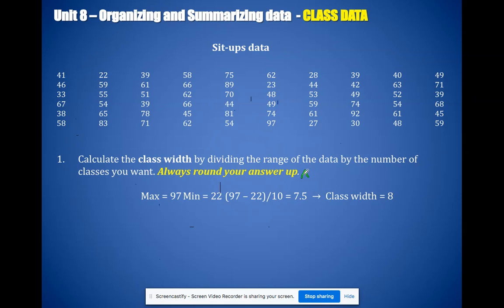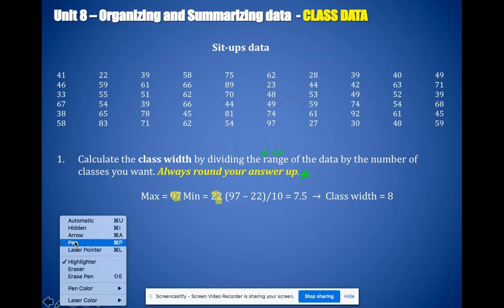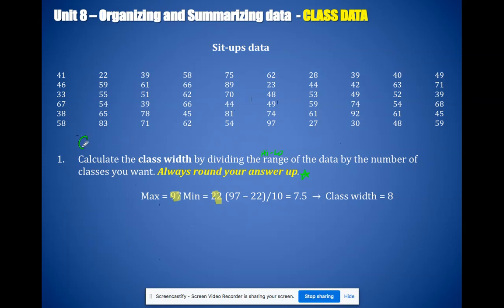This is a very common error. Please pay attention to that. So I scanned, remember the range is the high minus the low. So I scanned my data for the largest value. I don't care how many times I see it, but that's the largest value and the smallest value. So 97 minus 22 divided by 10. Now you don't see 10 here on my handout, but you do see it in the notes. I said I wanted 10 classes.